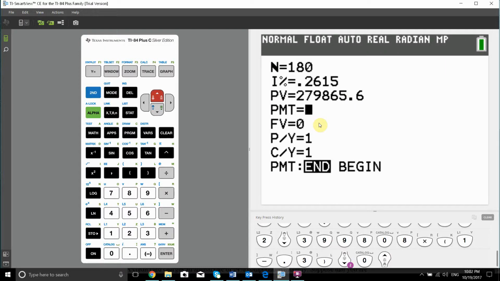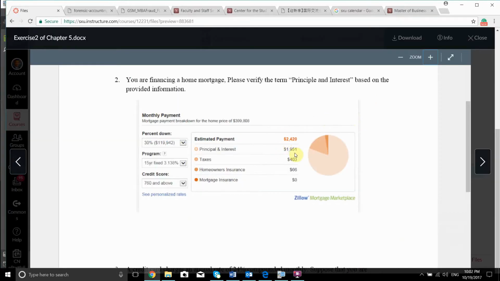Okay, and then we move back to payment. We do alpha, enter, so solve. Right here, that's my payment. So I'm going to pay $1,919.51 per month for a mortgage loan of $279,865. Okay, so basically that is consistent with the result here.